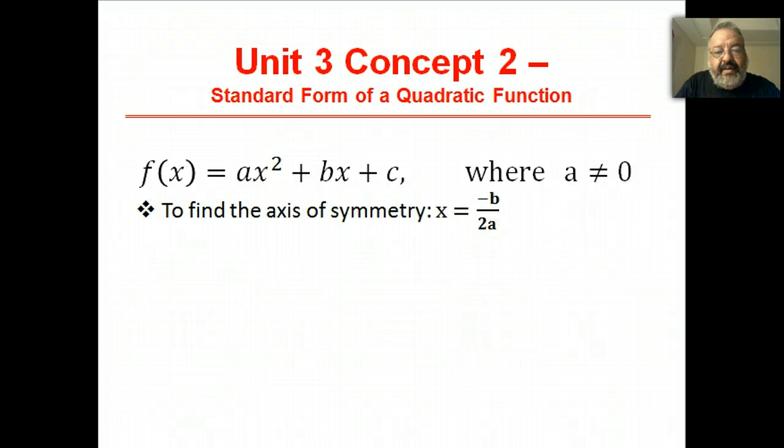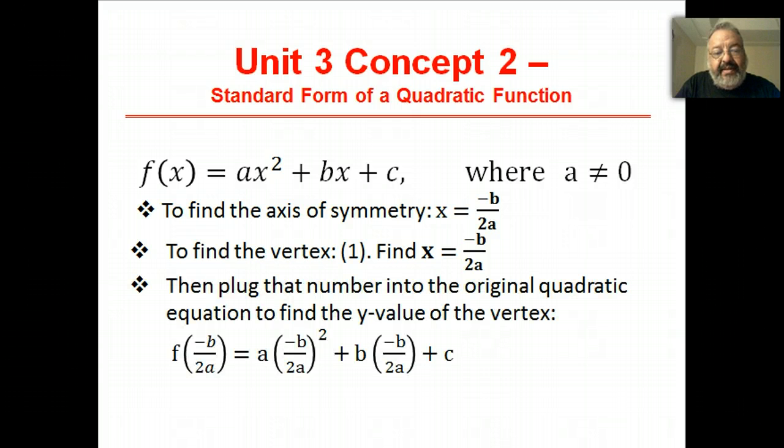Alright, now to find the axis of symmetry, we're going to do it a little bit differently. The formula for that is x is equal to negative b over 2a. And to find the vertex, first you're going to use negative b over 2a. Then you plug whatever number you get into the original quadratic equation to find the y value of the vertex.